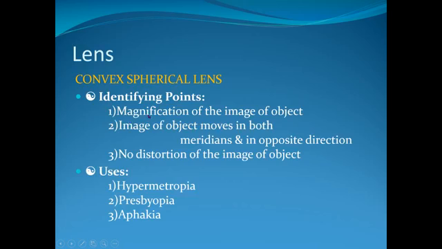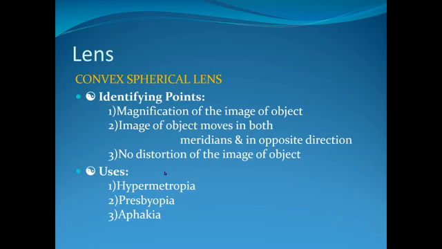Number one, in case of a convex lens, magnification of the image of the object. Magnification means large. The image of the object moves in both meridians in the opposite direction, and there is no distortion of the image. So there are three important points in case of a convex lens. One is magnification, the second is that the object moves in both meridians in the opposite direction, and there is no distortion of the image. And what are the uses of a convex spherical lens?